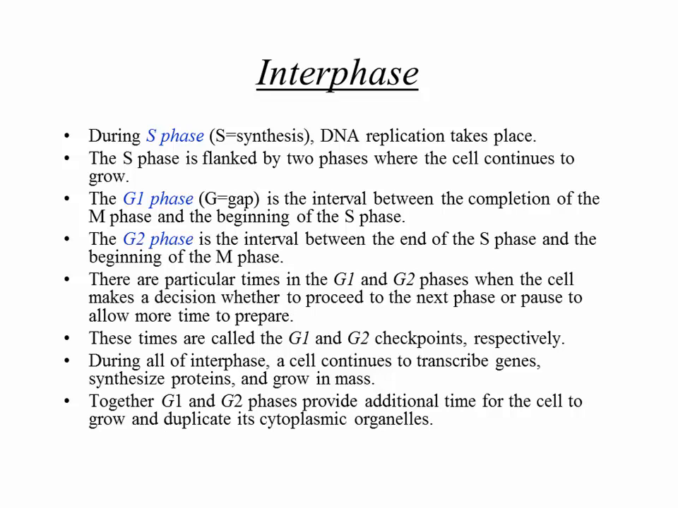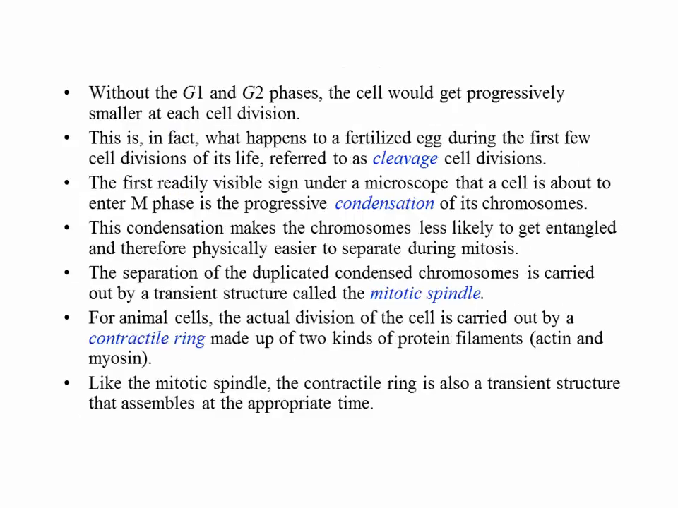So together, G1 and G2 phases provide additional time for the cell to grow and duplicate all its cytoplasmic organelles, right? That means all those different compartments that it has in the cytoplasm. Without the G1 and G2 phases, as I mentioned, the cell would get progressively smaller at each cell division. And this is in fact what happens to a fertilized egg during the first few cell divisions of its life. Those are referred to as cleavage cell divisions, just splitting.